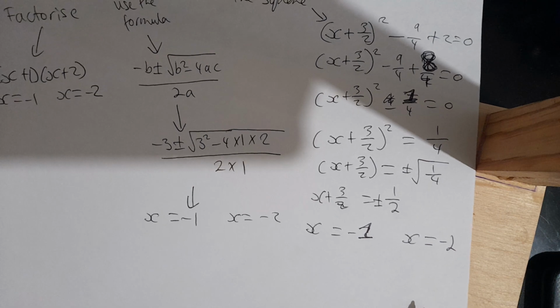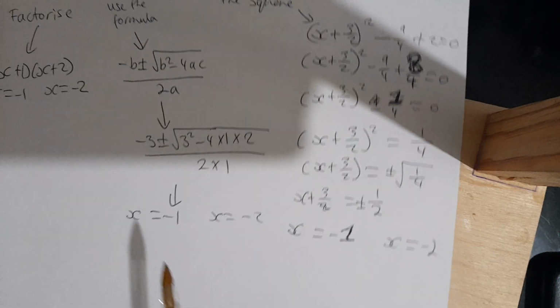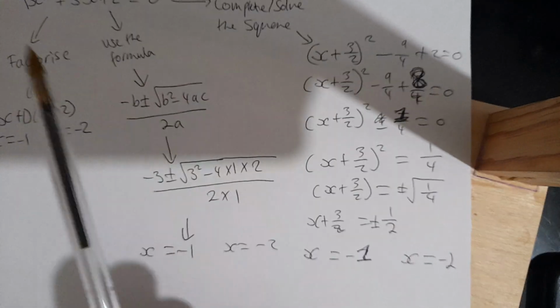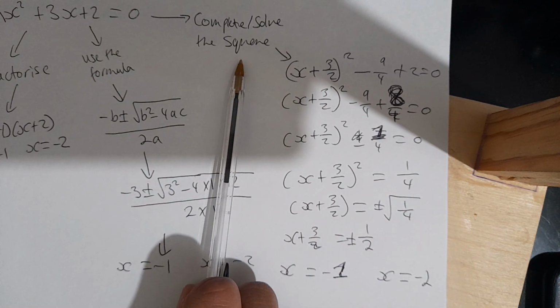So what I want you to pay attention to here is that although I've represented these 3 methods that we should be hopefully familiar with, the formula and completing the square are actually the same thing. And let me show you what I mean. So first of all, let's just use a more complex completing the square, and then we can move on to that.